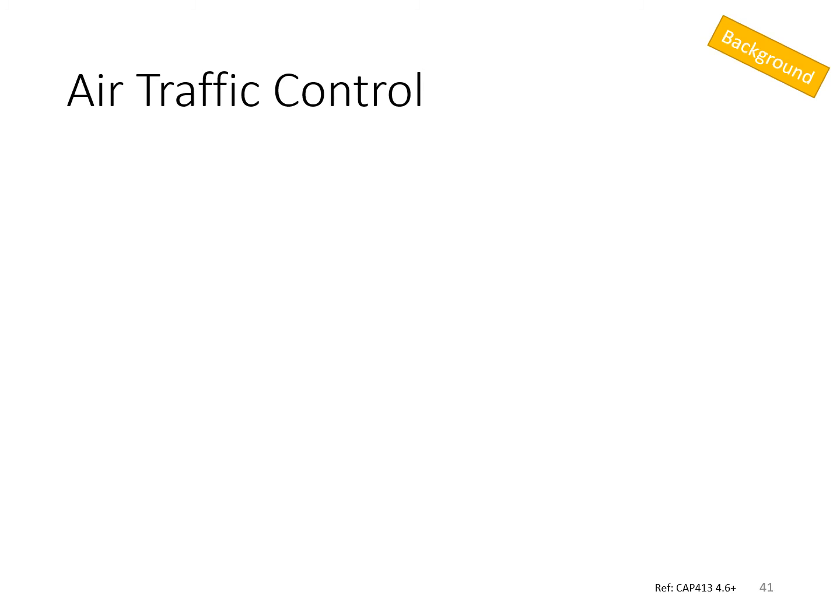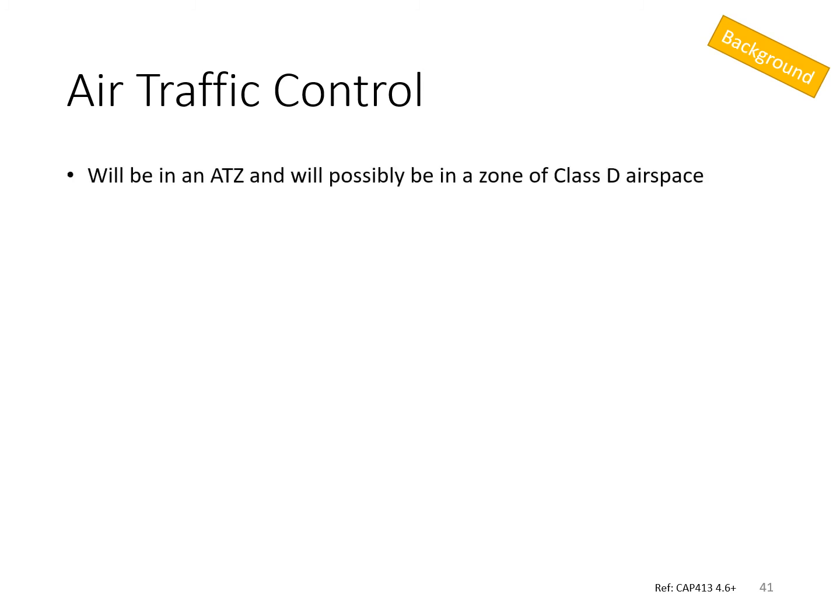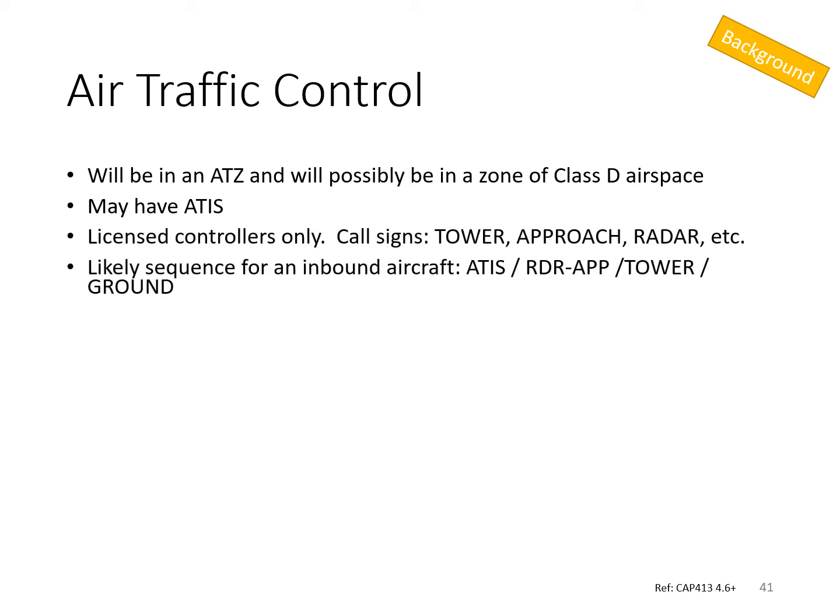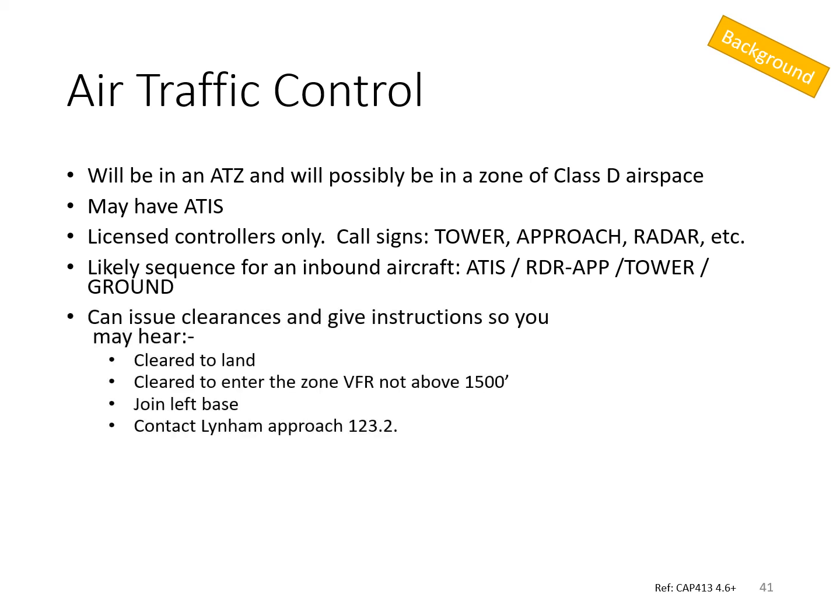Let's start with air traffic control. A full air traffic control service will have an ATZ and may well be in a Class D zone. The airfield may well have an ATIS, an Automatic Terminal Information Service, which we'll talk about more later. It's quite likely that there will be a number of frequencies and services provided, and an inbound aircraft will work through them. The controllers can issue clearances and give instructions to you. So you may hear "cleared to land", "cleared to enter the zone VFR not above 1500 feet, join left base", "contact Lydd Approach 123.2".